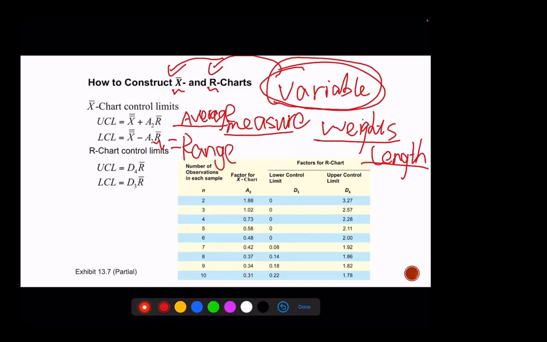So it means, for each sample, we may have 4 or 3 or 5 observations. So the range is the difference within that sample. So I will explain this for you.